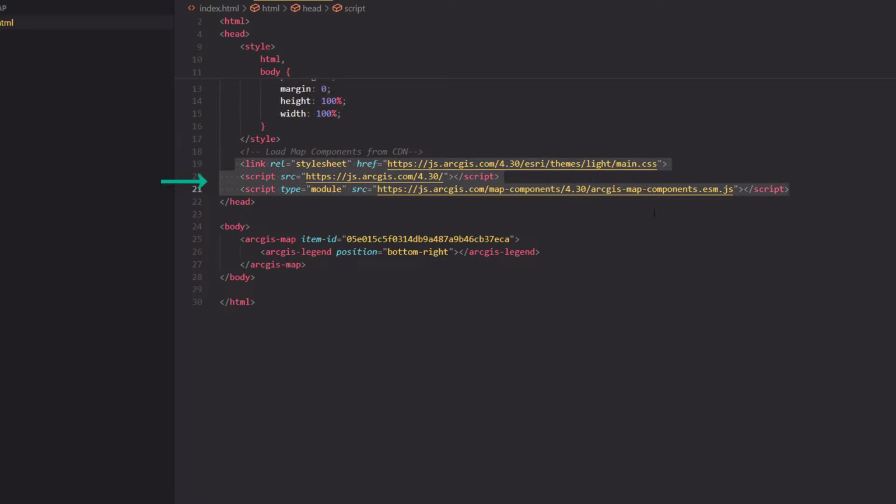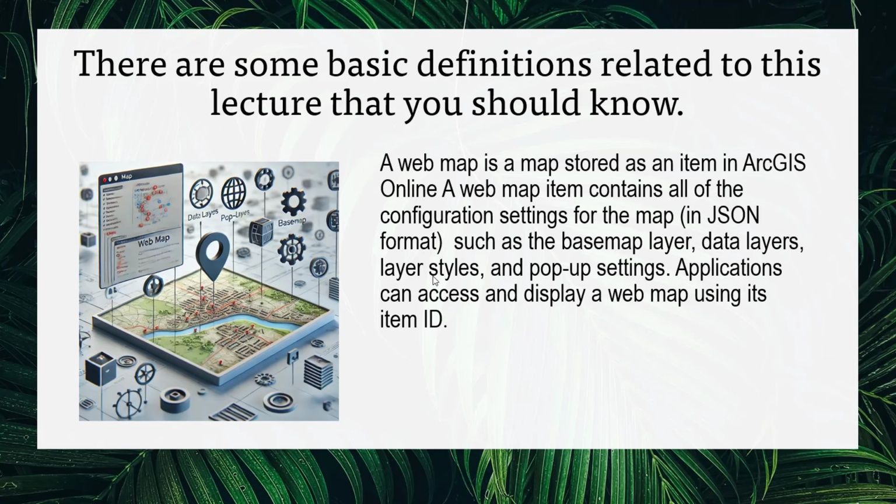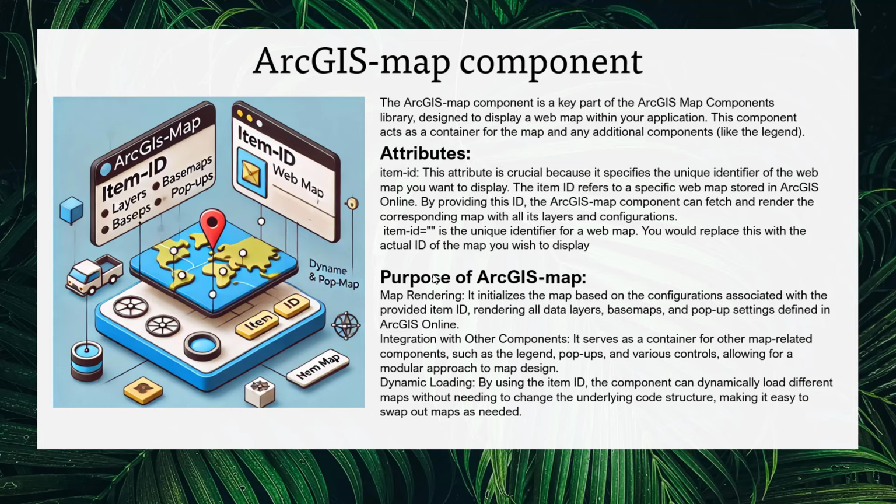ArcGIS references. The link and script tags import the necessary styles and JavaScript libraries from ArcGIS. The ArcGIS map component is a key part of the components library, designed to display a web map within your application. This component acts as a container for the map and any additional components, like the legend.